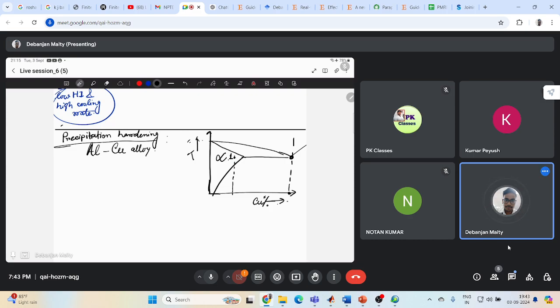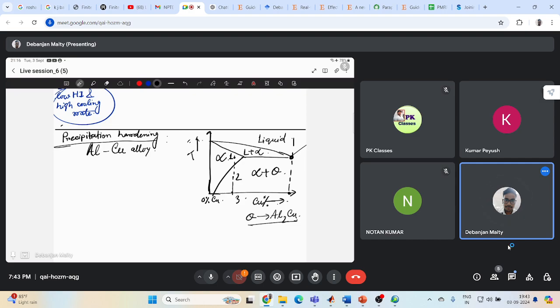Now let's say these are three points: 1, 2, 3. This is complete liquid. This is 0% copper, so pure aluminium. This will be the alpha phase. This is liquid plus alpha, and there will be alpha plus theta actually. Theta is some phase of Al2Cu. Please stick with me. You may not be very familiar with these terms. You may be.